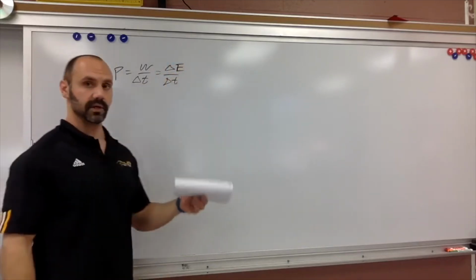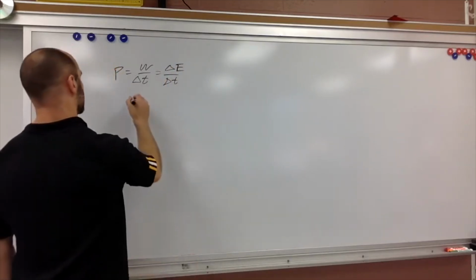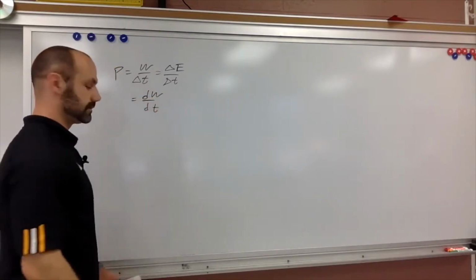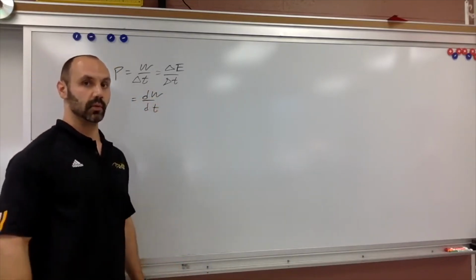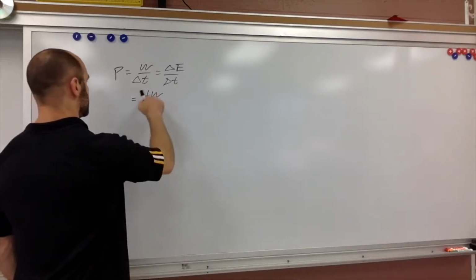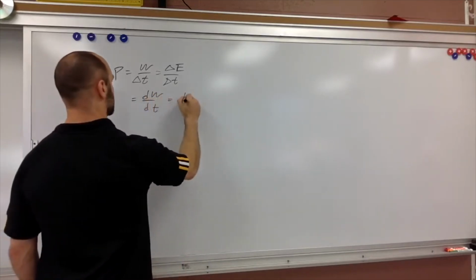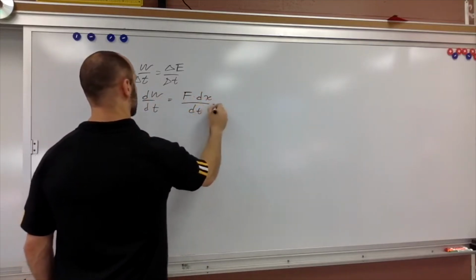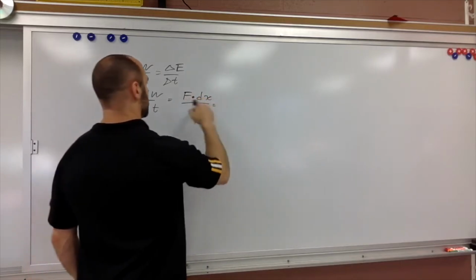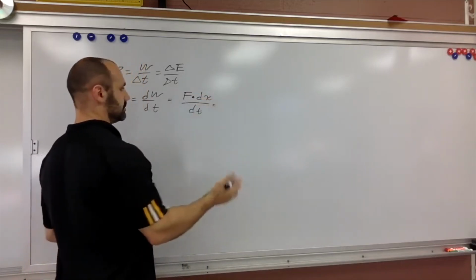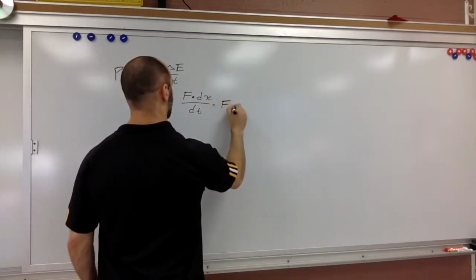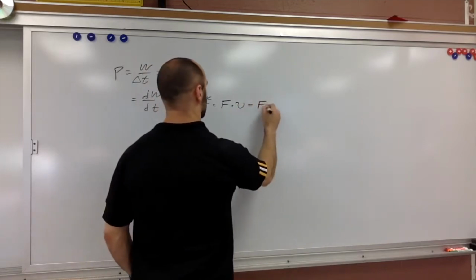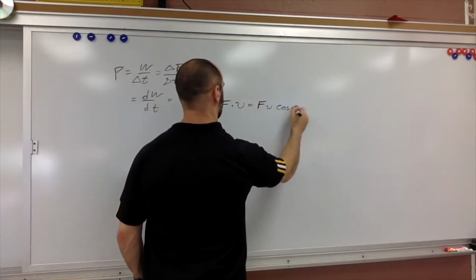But now we have calculus and we have a different way of expressing this. So we look at this now as dW/dt, right? It's the time derivative of work that's done. But since we know that work is force times displacement, so F dot dx/dt, and this is a dot product, then dx/dt is velocity. So this is F dot v, so that's Fv cosine of theta.